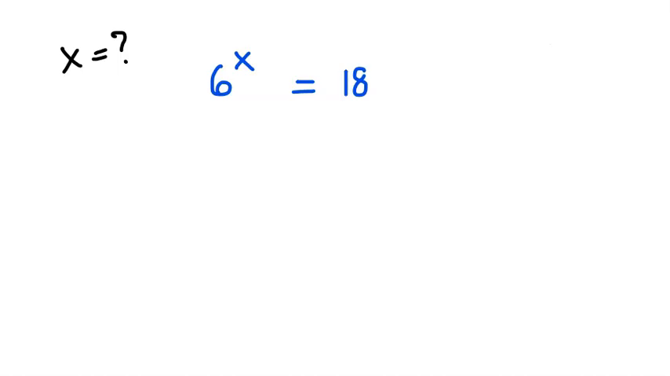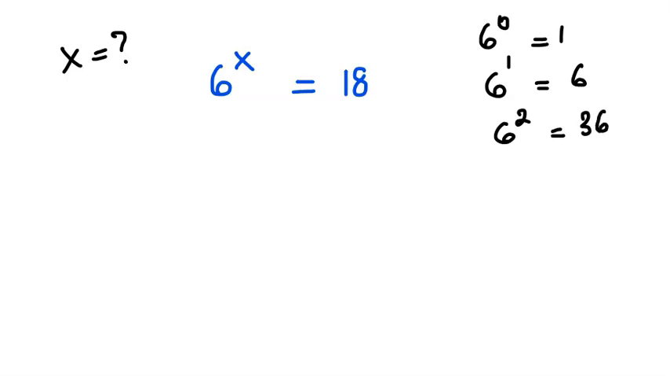Let us find out. We know that 6 to the power of 0 is equal to 1, 6 to the power of 1 is equal to 6, and 6 to the power of 2 is equal to 36. Now we can see that clearly this 6 is less than 18, and this 36 is greater than 18. Which means that 1 is less than x and x is less than 2. So x cannot be an integer, right?